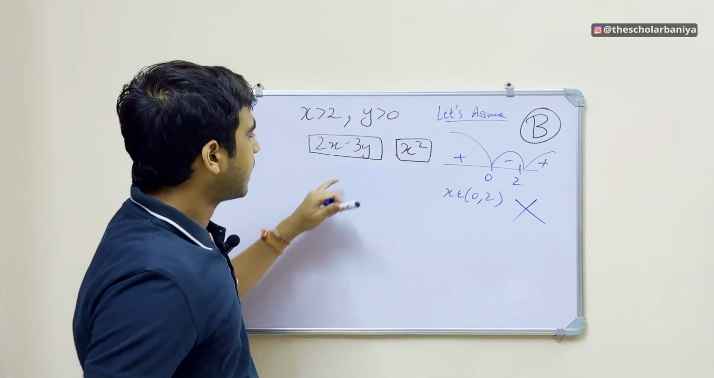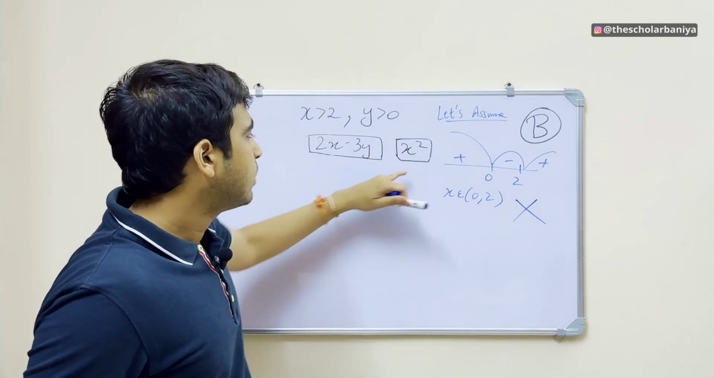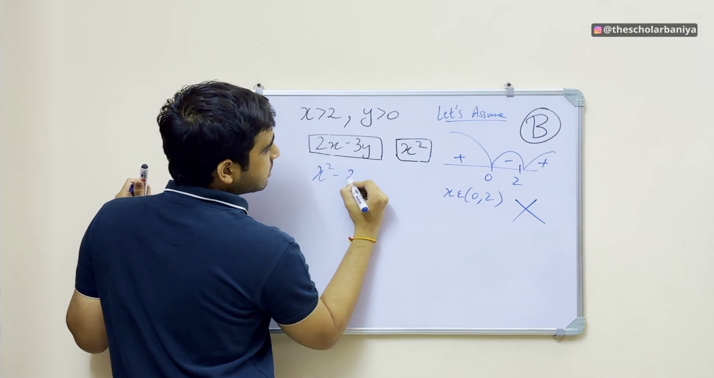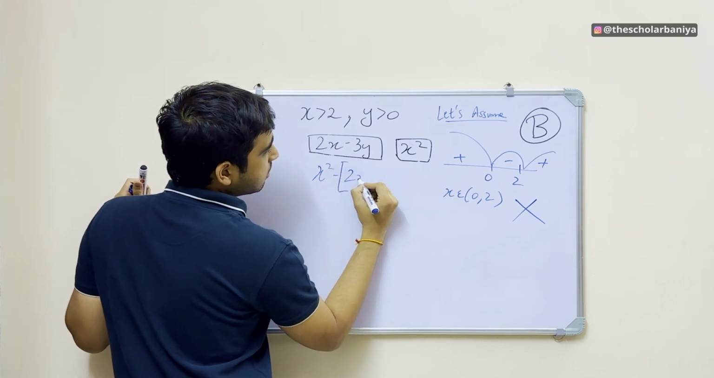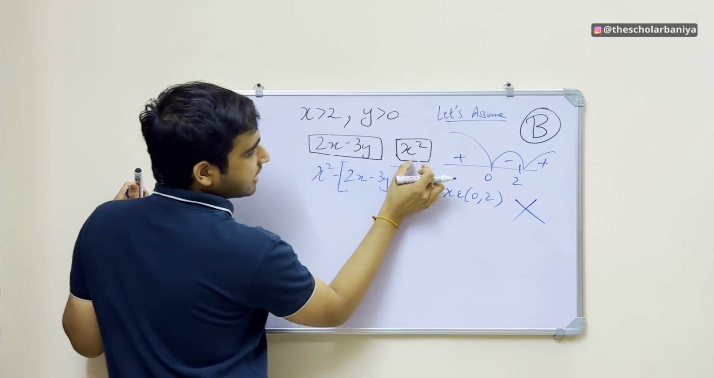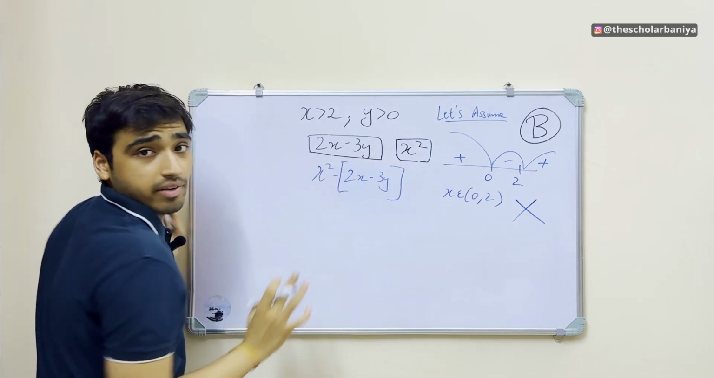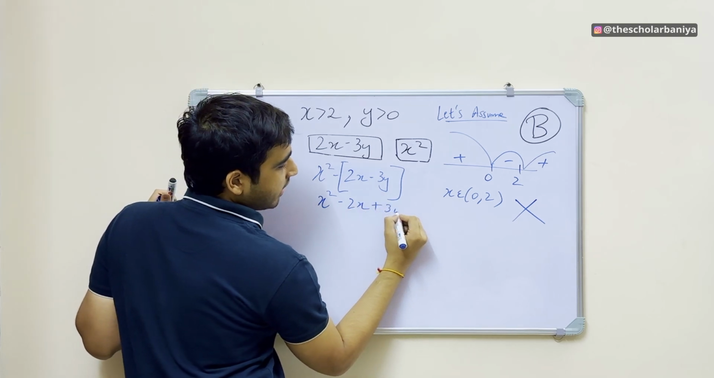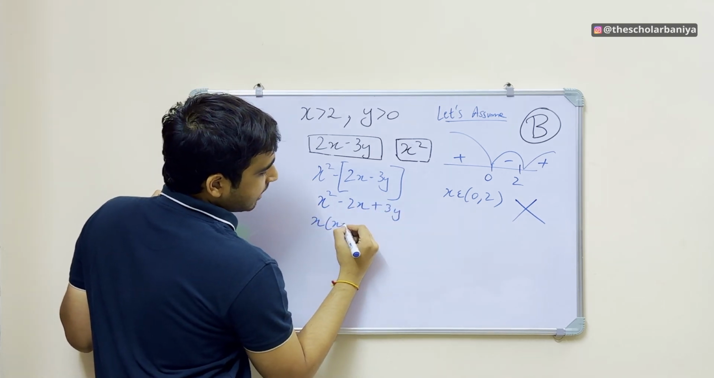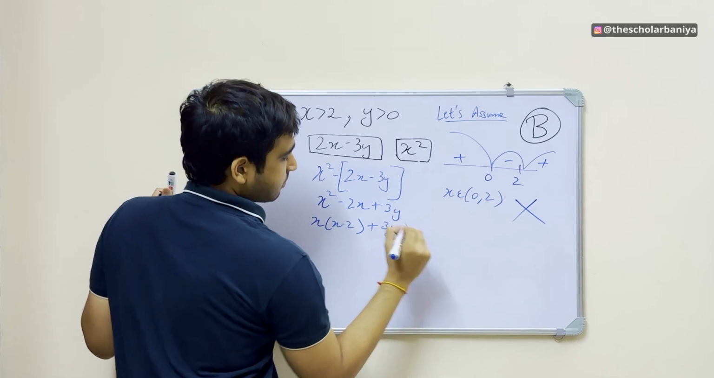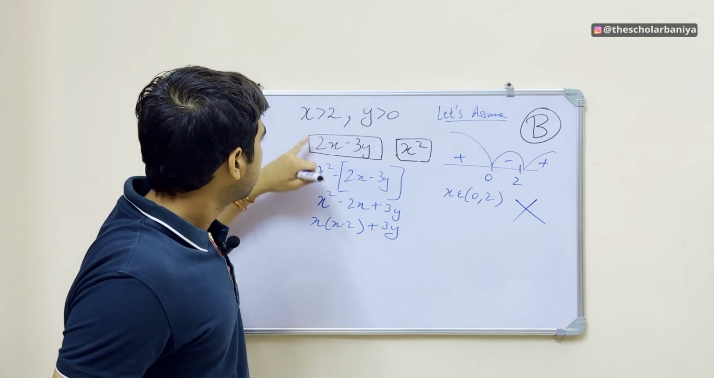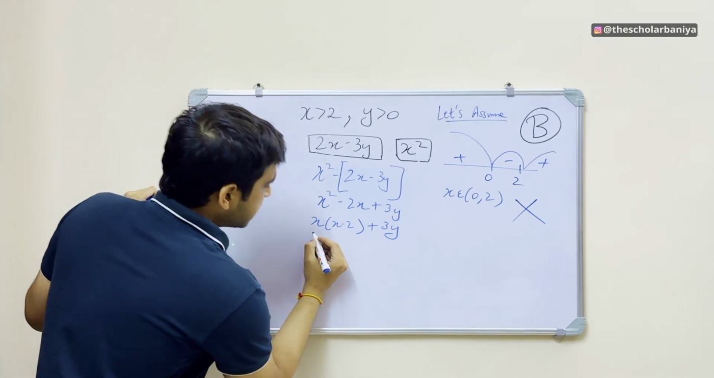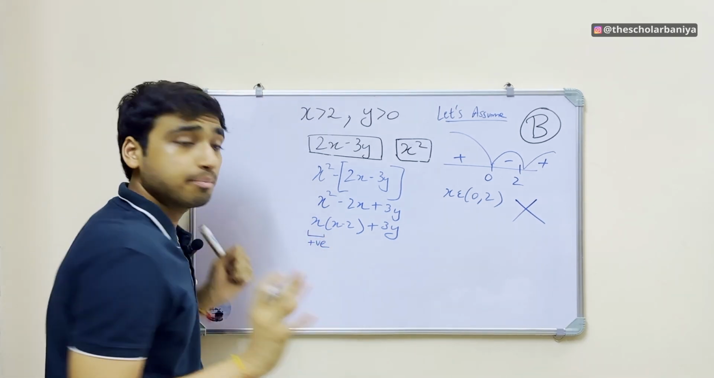So for example, we have to compare these two numbers, right? Let's suppose we subtract this and this. So x square minus 2x minus 3y, right? If you solve this, x square minus 2x plus 3y, you take x common, so x times x minus 2 plus 3y, right? Now, since we know x is greater than 2, so that means it is positive, right? So this part is positive.